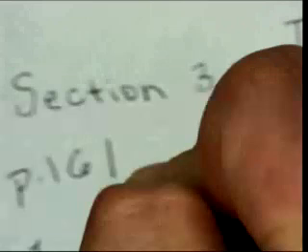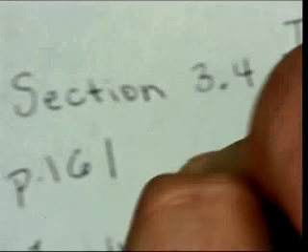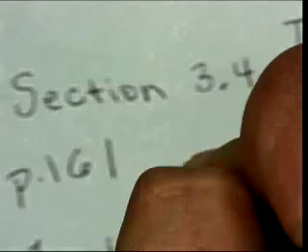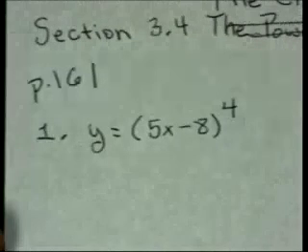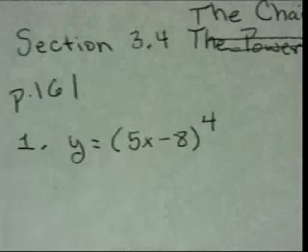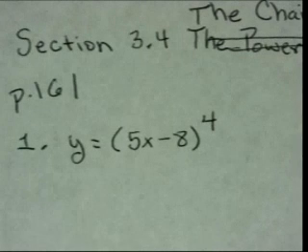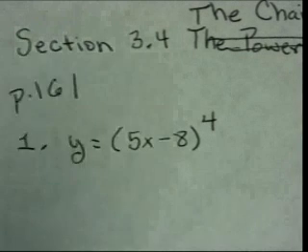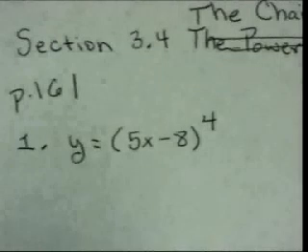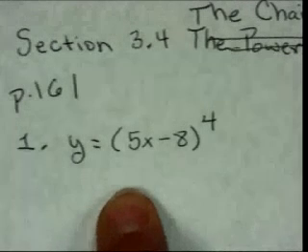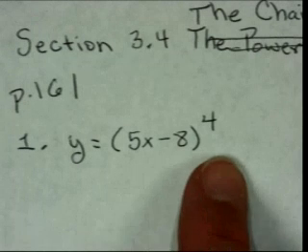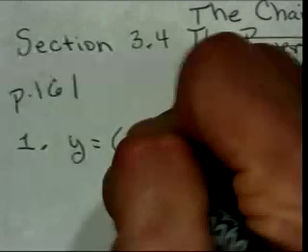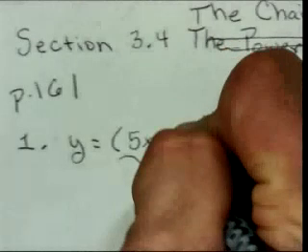Number 1 is y equals 5x minus 8 to the 4th. What I'm saying is really important here, so don't be talking to each other. When I see that, through my years of experience, I don't even look at it and go, that's 5x minus 8 to the 4th. I go, that is ugly to the fourth.